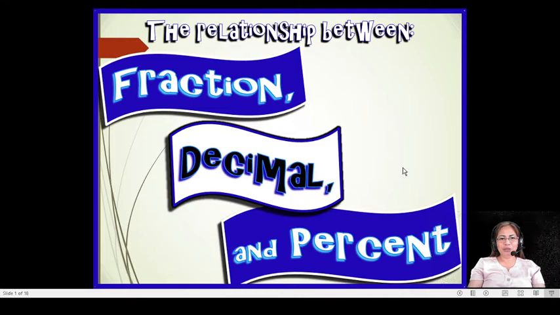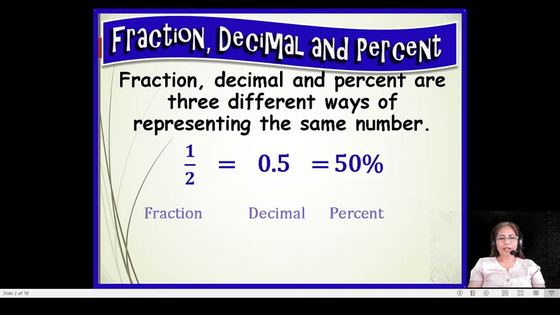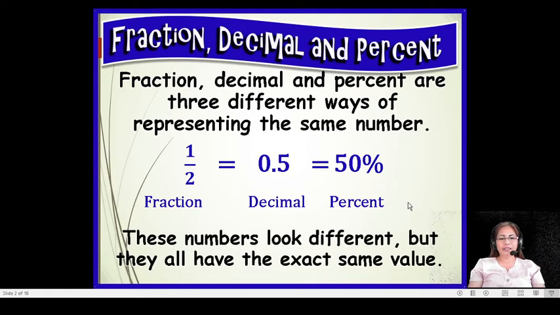The relationship between fraction, decimal, and percent. Fraction, decimal, and percent are three different ways of representing the same number. 1/2 equals 5/10 equals 50%. 1/2 as fraction, 5/10 as decimal, and 50% as percent. These numbers look different, but they all have the exact same value.